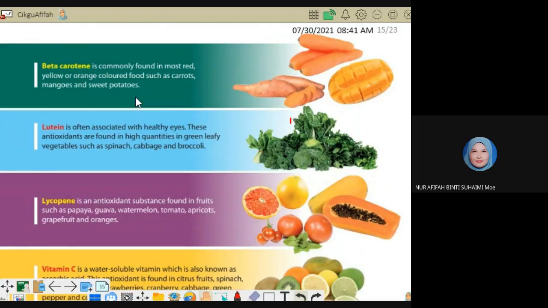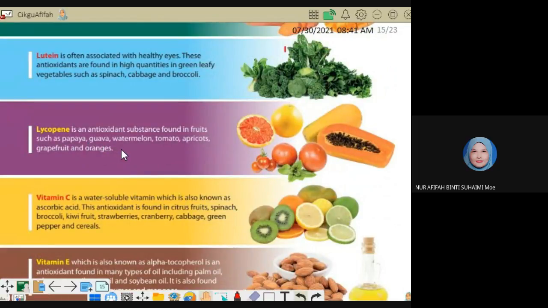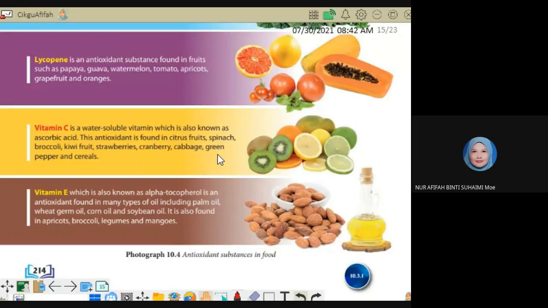Ada 5 type of antioxidant. So beta-carotene found in most red, yellow or orange color food, carrot, mangoes and sweet potato. Okay. Ubi keledek. Okay, lutein for healthy eyes. Found in green leafy vegetables lah, tumbuhan hijau, spinach, cabbage and broccoli. Lycopene found in fruits such as papaya, guava, watermelon, tomato. Okay, lycopene.